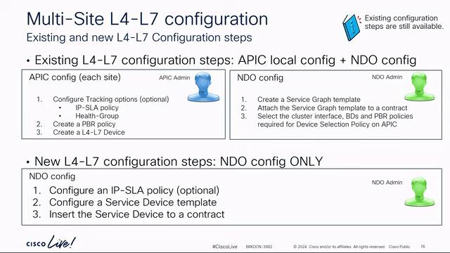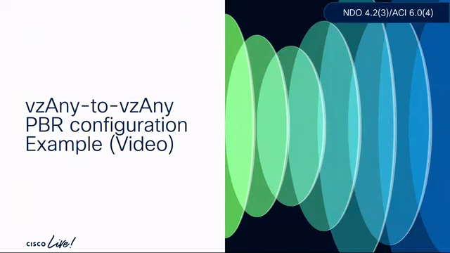we just define service device template so we can consolidate independent objects that we have been dealing with to one object, service device template. And then the third step is just selecting which service device you want to insert to which contract. So we just have 3 steps. In the last part of this session, I'm going to show you how new VZNE PBR configuration works.